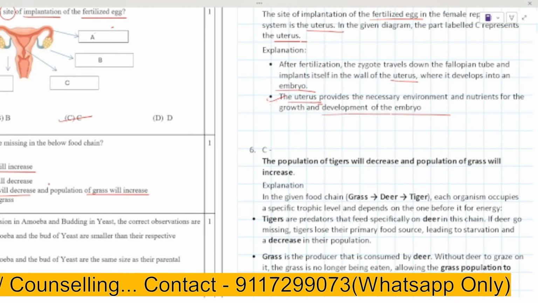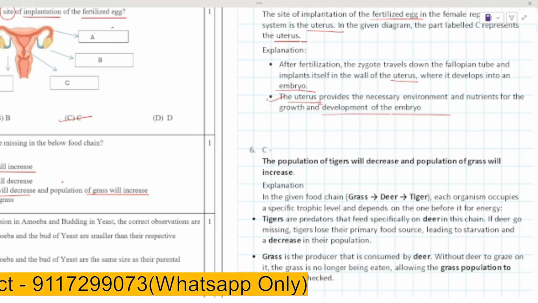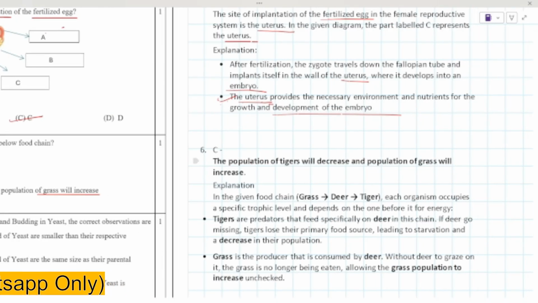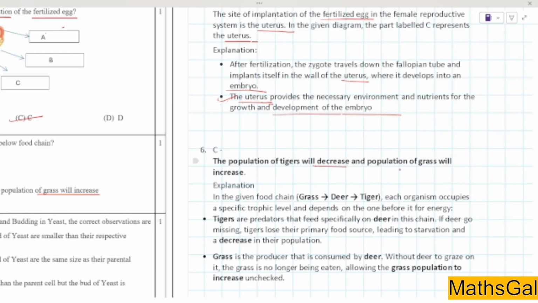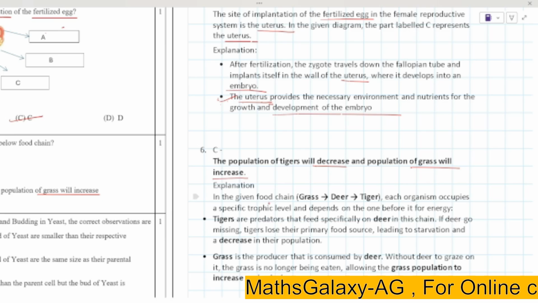Here, deer means herbivorous animal, okay, right? The population of tiger will decrease and the population of grass will increase. Okay. Now let's see the explanation.